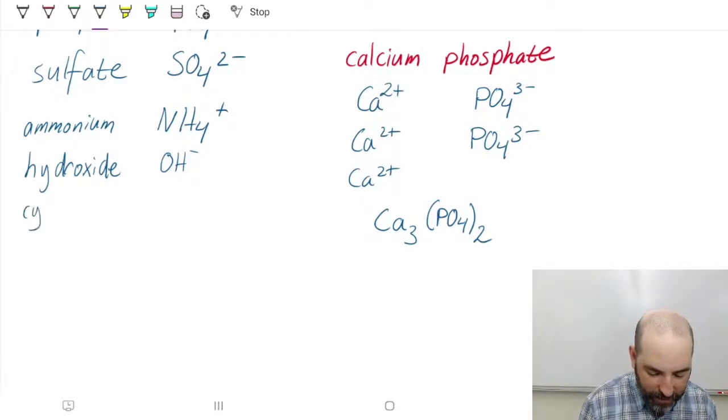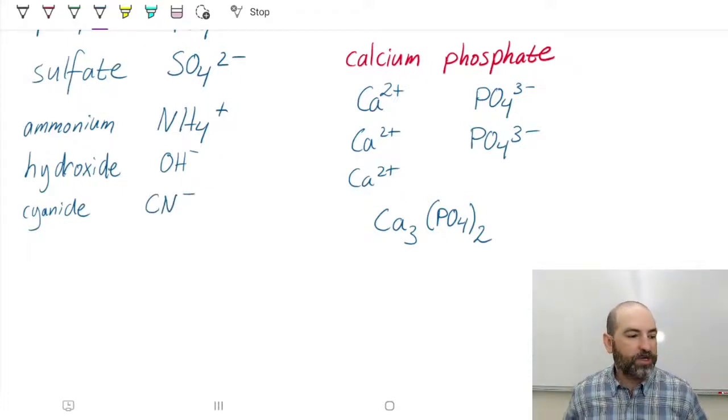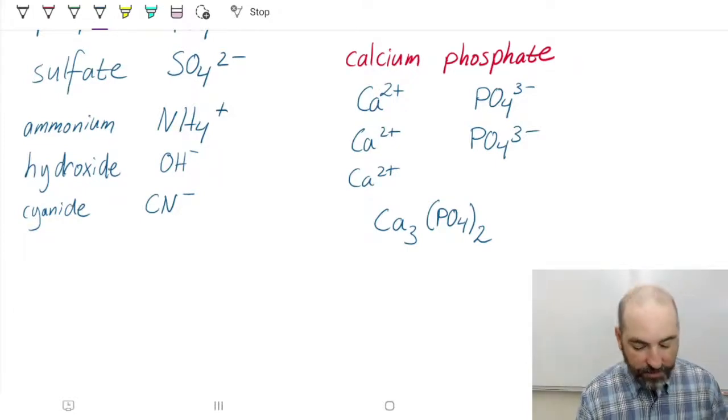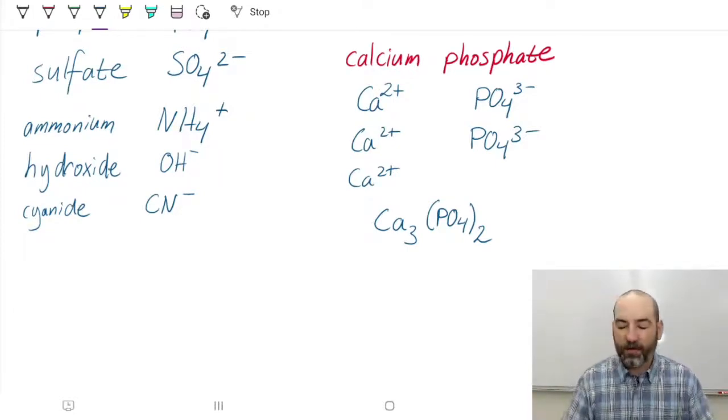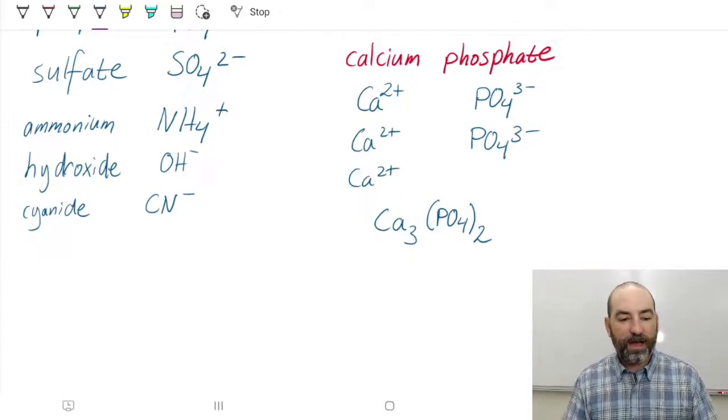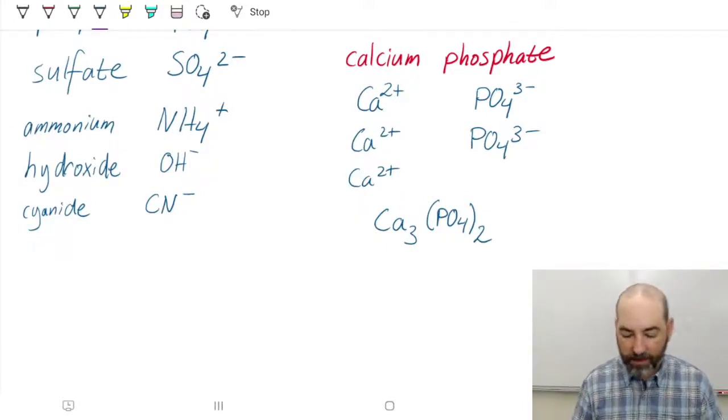And then another one that ends in "ide" is cyanide, which is CN, also with a -1 charge. And again, that ends in "ide," but it's not on the periodic table. There's no cyano whatever on the periodic table, and so that is not going to be a monoatomic ion. That's going to be polyatomic.